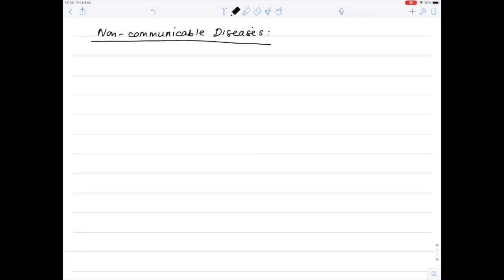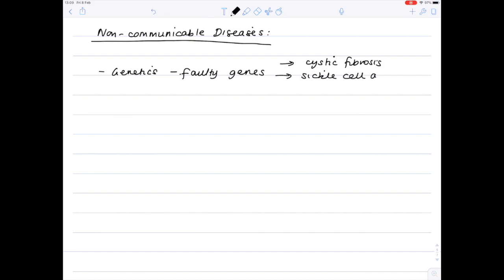So we've already mentioned genetics, so faulty genes. And there are lots of examples of genetic diseases such as cystic fibrosis, sickle cell anemia, Huntington's disease.